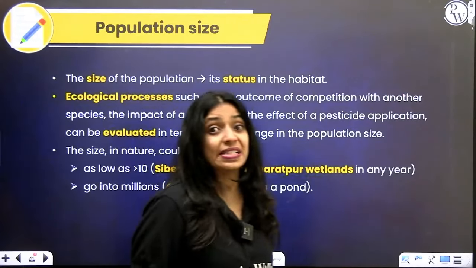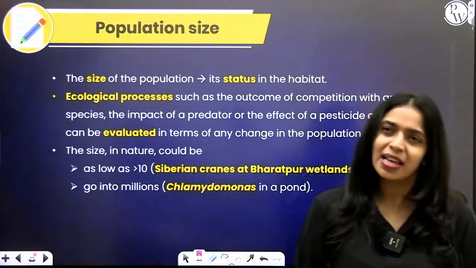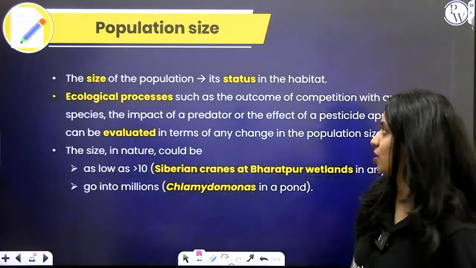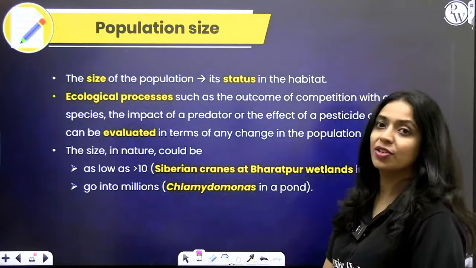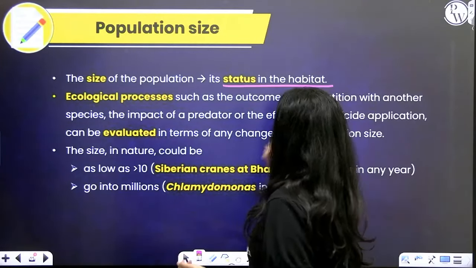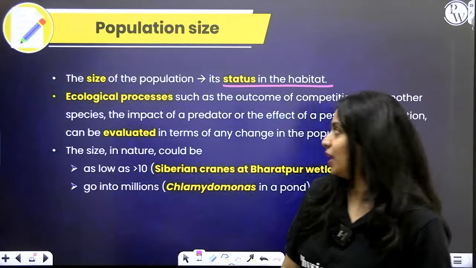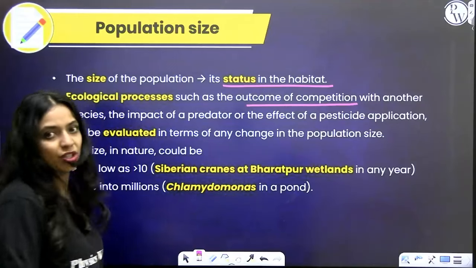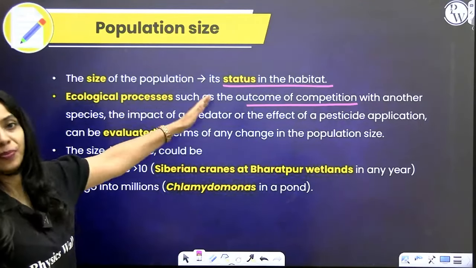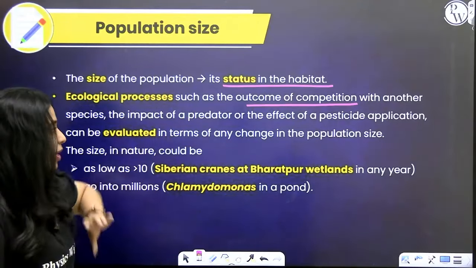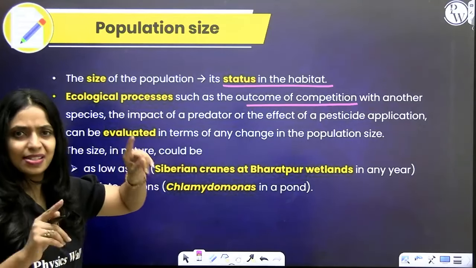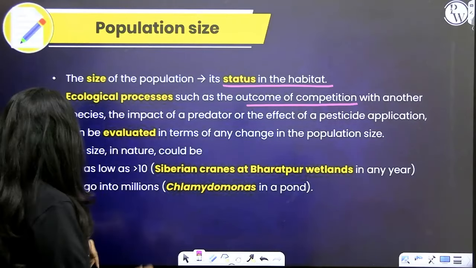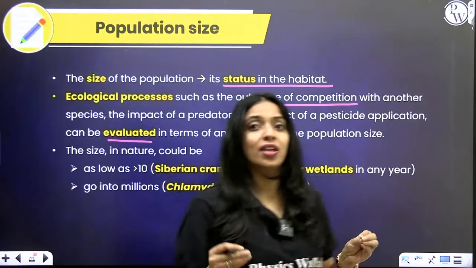Now let's talk about the size of a population. When we talk about size, we usually think of it in terms of the number of individuals present in a population, right? The size of the population also indicates its status in the habitat. There are so many ecological processes, such as the outcome of competition with another species, the impact of a predator on a population, or, if they've sprayed some pesticide, the effect of it on the population. All of that can be evaluated in terms of change in the population size.